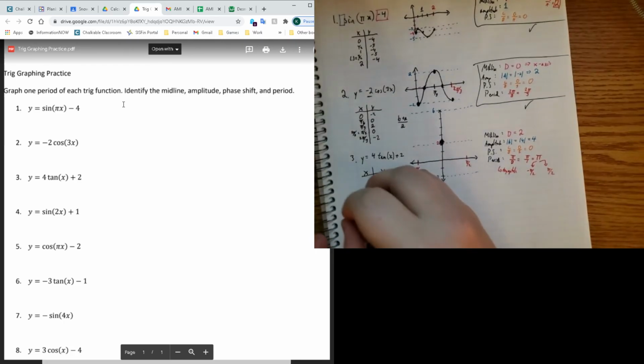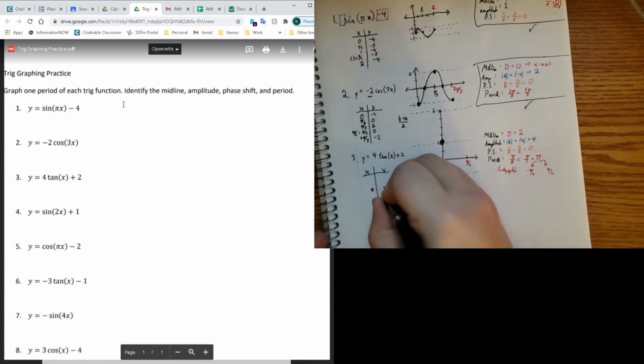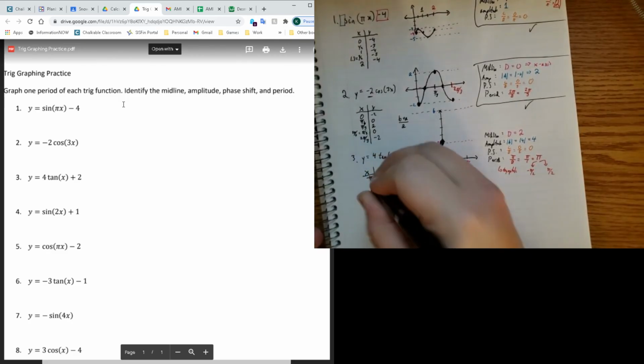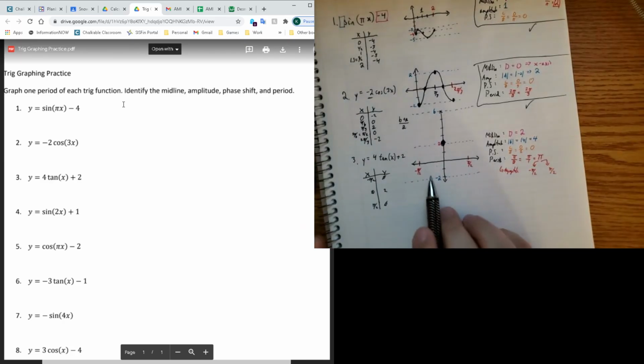So I have my first dot here at 0, +2, didn't move left or right. And then at -pi over 2, I have an asymptote. And at +pi over 2, I have an asymptote. Looking good so far. Now, let's talk our next dot. Our next dot needs to go halfway in between these two. So I have my left-hand boundary here.